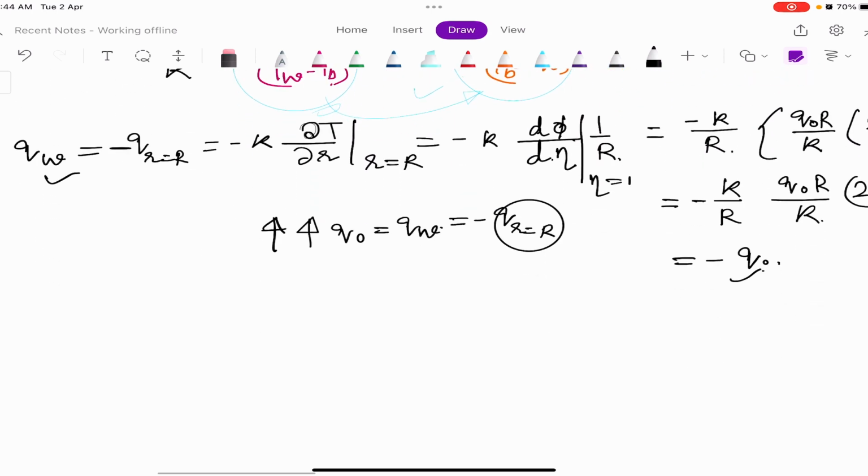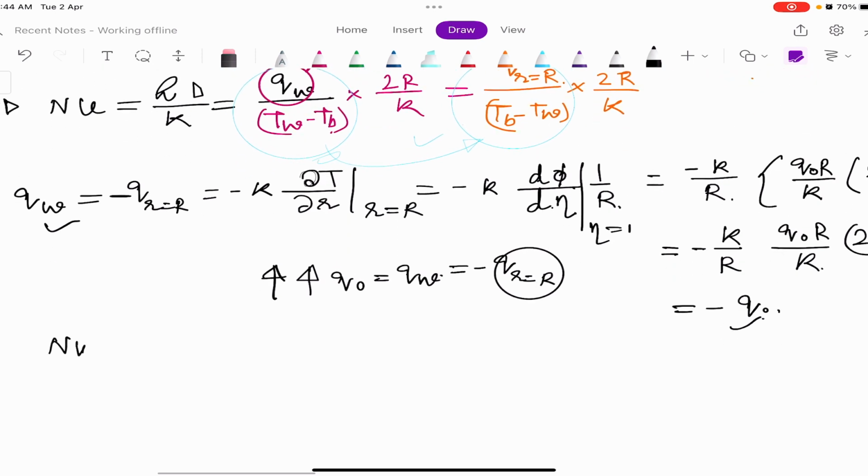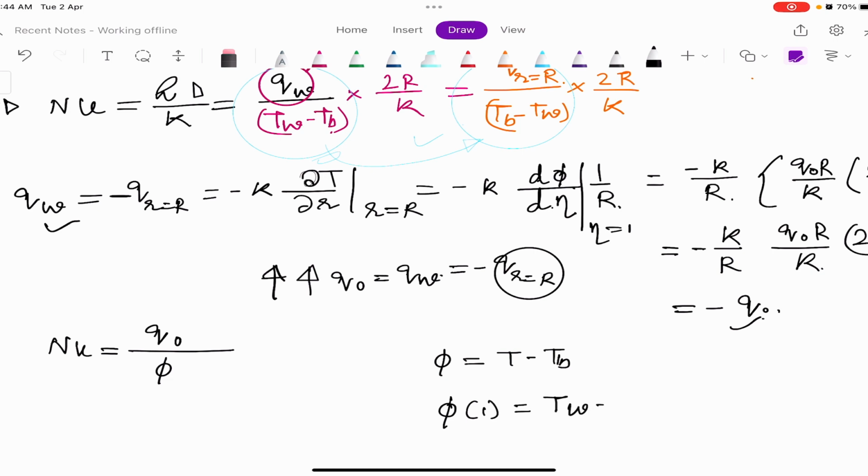So now my Nusselt number will be q naught by T wall minus Tb, that is what, phi b. Sorry, that is not phi b, phi is equal to T minus Tb. So phi at r equal to R, or phi at eta equal to 1, because phi is a function of eta. So phi of 1 equal to T wall minus Tb.